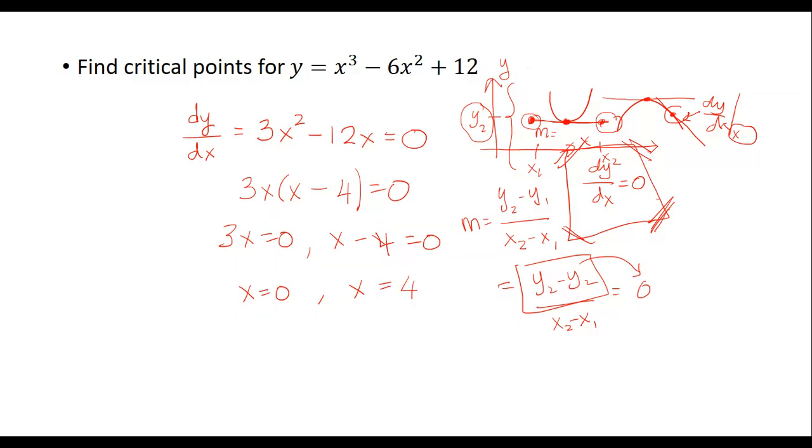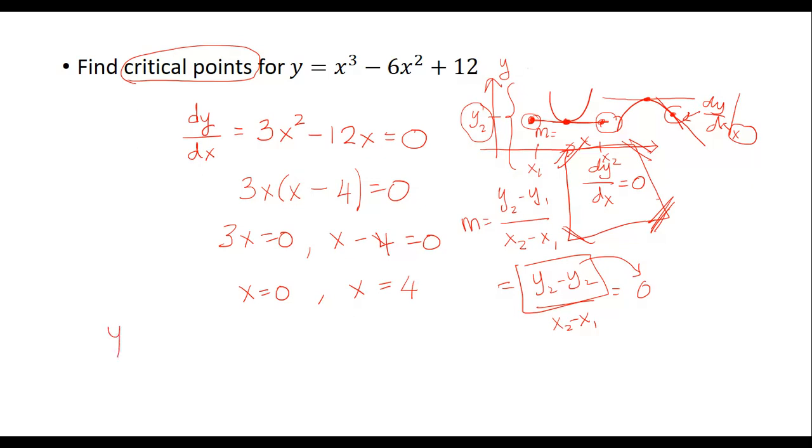Is this enough? I don't think so, right? Because our question is finding the critical points. x equal to 0 and x equal to 4 is not a point, it's a number. It's a representation of your x and your y, but not a point. So how to solve for the point?